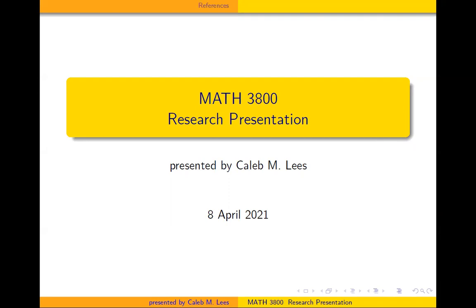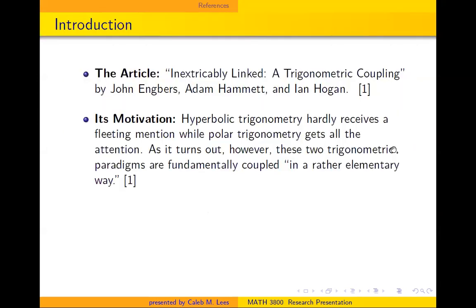All right, so my presentation, as Enoch mentioned, is a follow-up on the paper that he just presented on. The paper that I'm going to be talking about is "Inextricably Linked: A Trigonometric Coupling" by John Egbers, our very own Adam Hammett, and Ian Hogan.